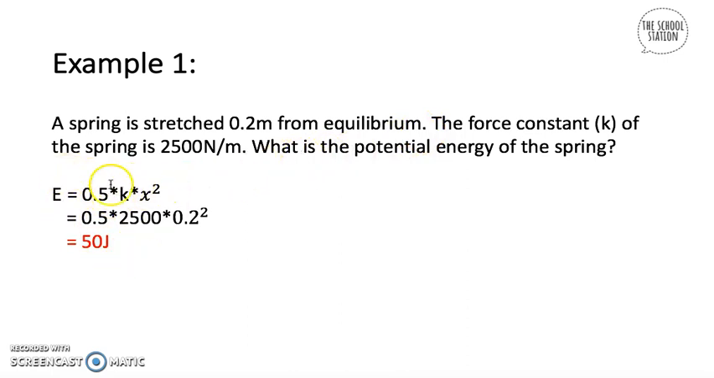And we also, you can write a half as 0.5, because a half is equal to 0.5, and then you can just go on and calculate the potential energy. So a half, I just made it into 0.5 because I think it's a bit easier to calculate on the calculator. And then we have K, which is 2,500 newtons per meter. And last of all, the equilibrium is the original position, but the extension was 0.2 meters, so 0.2 squared, and that equals 50 joules. So that's going to be your answer. That is the potential energy.